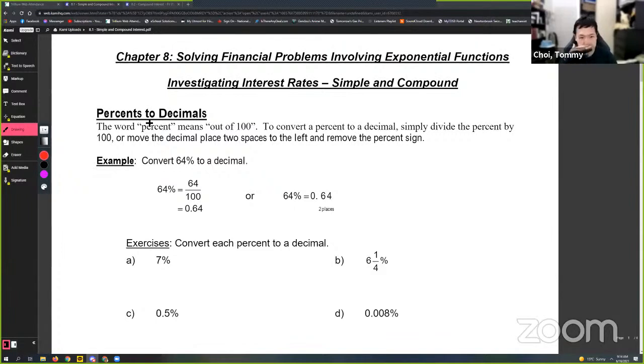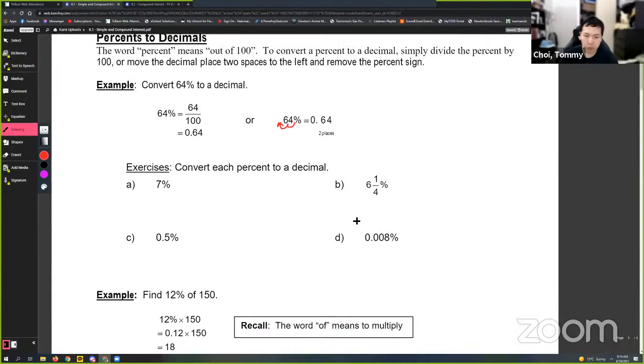So percents and decimals. So we know that percent means out of 100. So if we have like 64%, that's 64 out of 100. So to convert a percent to a decimal, we move the decimal places 2 spaces to the left and remove the percent sign. So if we have 64%, we do 64 divided by 100, which gives us 0.64. Or you just move the decimal place 2 spaces to the left and get rid of the percent sign. Just like that.